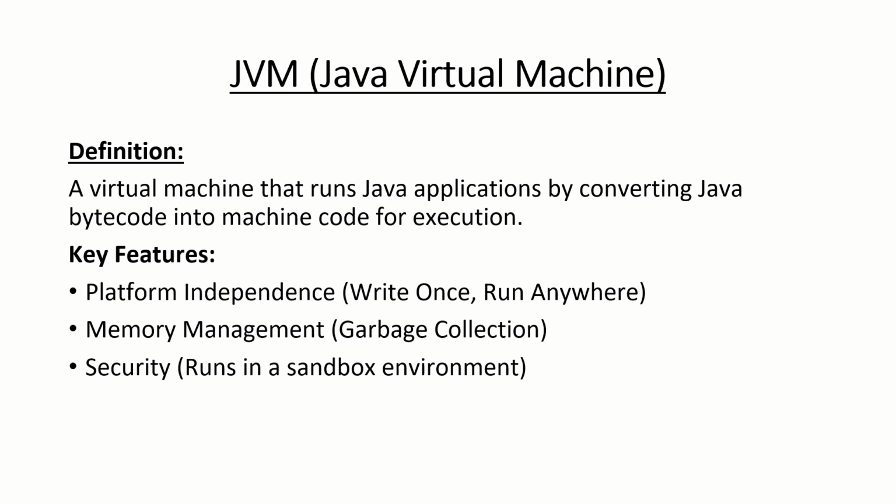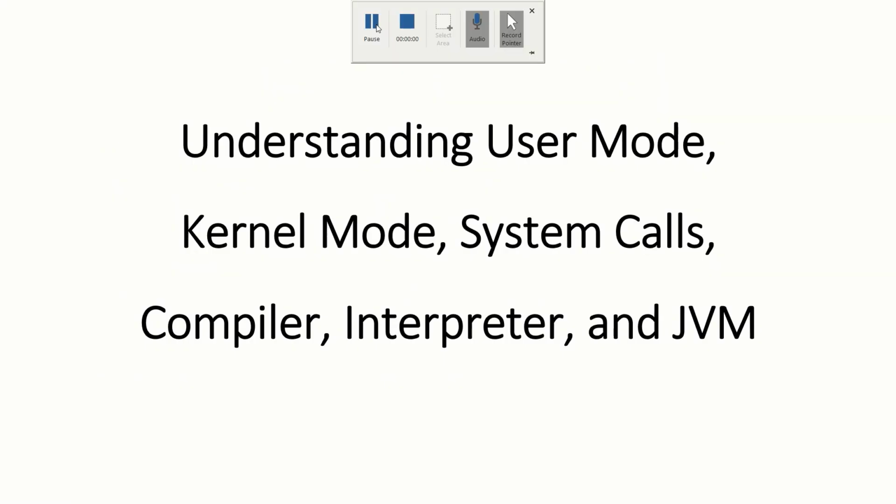And the second one is memory management. Java automatically handles garbage collection, ensuring efficient memory usage. And the third one is security. Java programs run in a controlled environment to prevent unauthorized access to the system resources. For example, when you run a Java program, it doesn't interact directly with the operating system. Instead, the JVM acts as a middle layer, ensuring the code runs smoothly across different platforms without needing any changes.